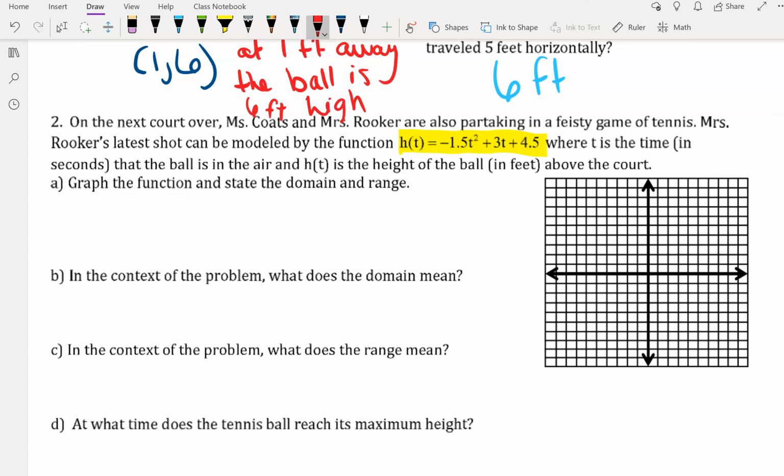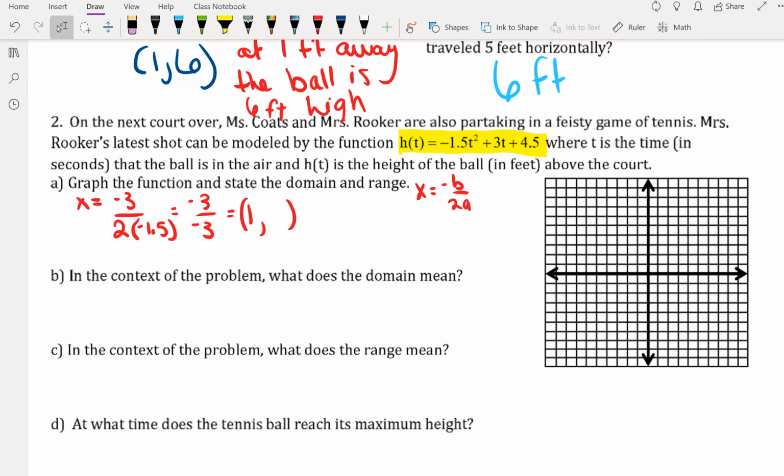Since this is in standard form, I'm going to do x equals negative b over 2a to find the x coordinate of the vertex. So this is going to be x equals negative b, which is negative 3, over 2 times a, which is negative 1.5. So this is going to be negative 3 over negative 3, which gives us 1. So that's the x coordinate of the vertex.